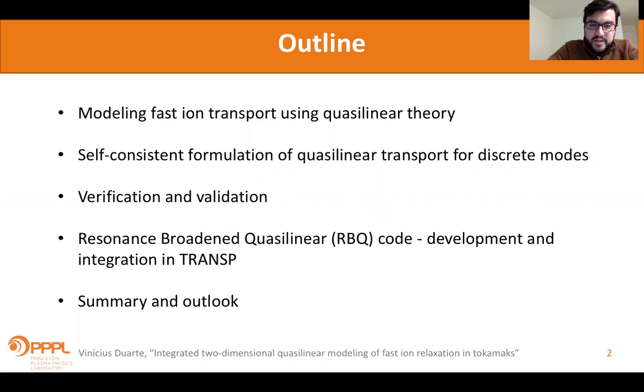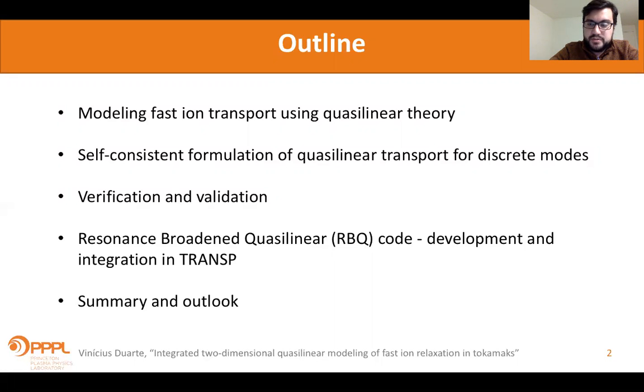I'll try to make the case for modeling fast ion transport using a reduced approach such as quasi-linear theory. And then I'll move on to showing a self-consistent formulation of quasi-linear theory for discrete modes, which is the case of Alfvénic waves that interact with fast ions. And this is a recent formulation we developed.